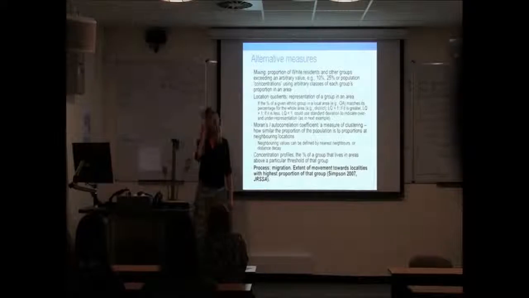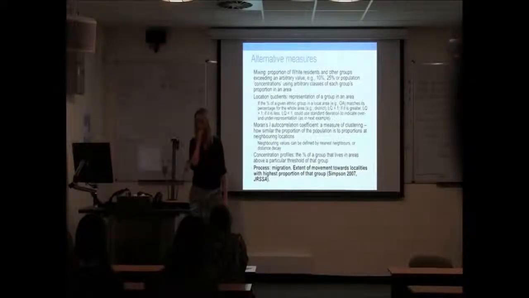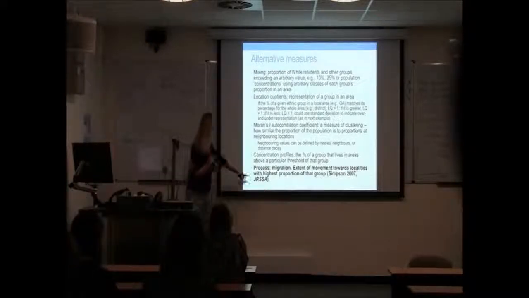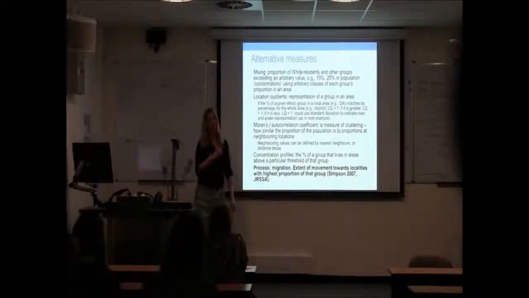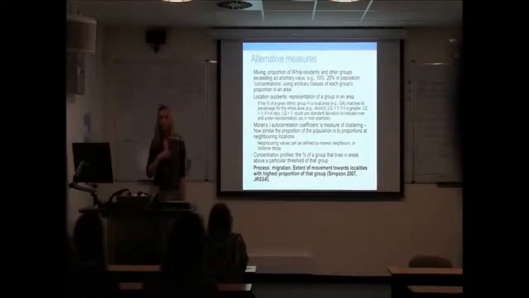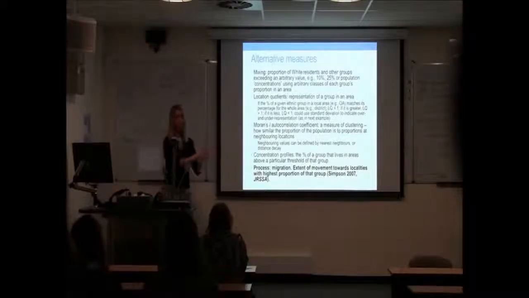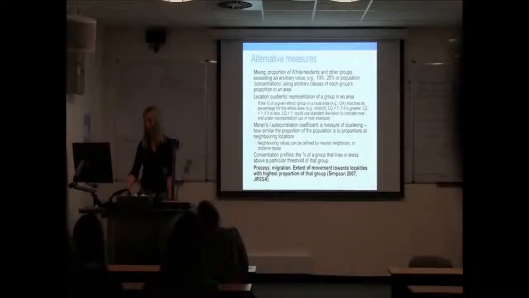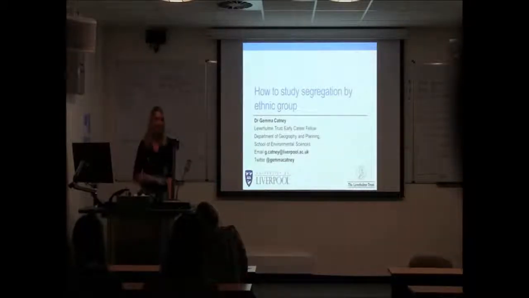The extent of movement towards localities with the highest proportion of an ethnic group might be one way you could think about how a population might become more or less segregated. Ludi Simpson looked at this in the Journal of the Royal Statistical Society and showed that that is not taking place for ethnic minority groups in 2001. So ethnic groups are not moving towards concentrations of their own ethnic group, and we need to update that for 2011, of course. I think I've tortured you enough on these different measures.